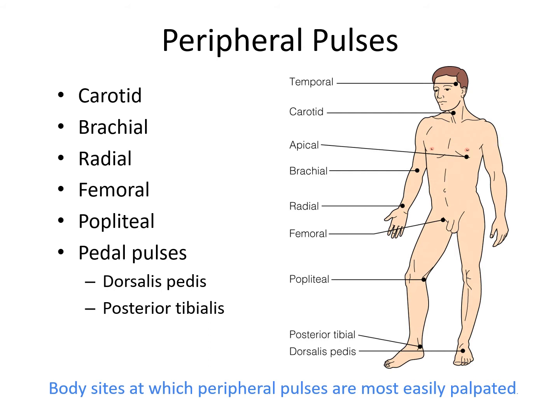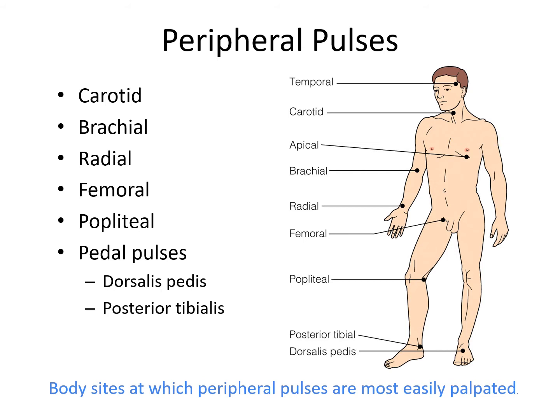Pulses are described as increased, normal, diminished, or absent. Scales ranging from 0, absent, to 4+ are sometimes used. Okay? 4+ is your bounding pulse. Understand that on that scale of 0 to 4, 2+ is normal. 1+ is diminished.